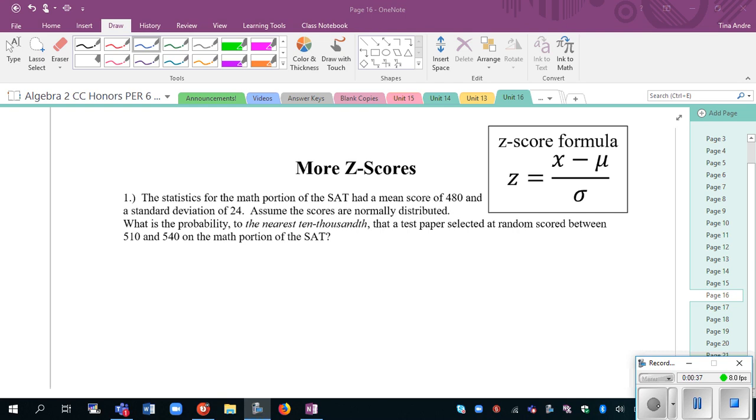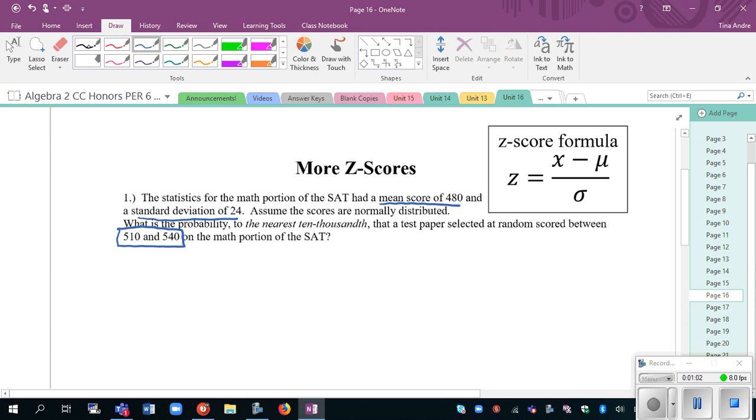So the statistics for the math portion of the SAT had a mean score of 480 and a standard deviation of 24. Assume the scores are normally distributed. What is the probability to the nearest 10,000th that a test paper selected at random scored between a 510 and a 540 on the math section?